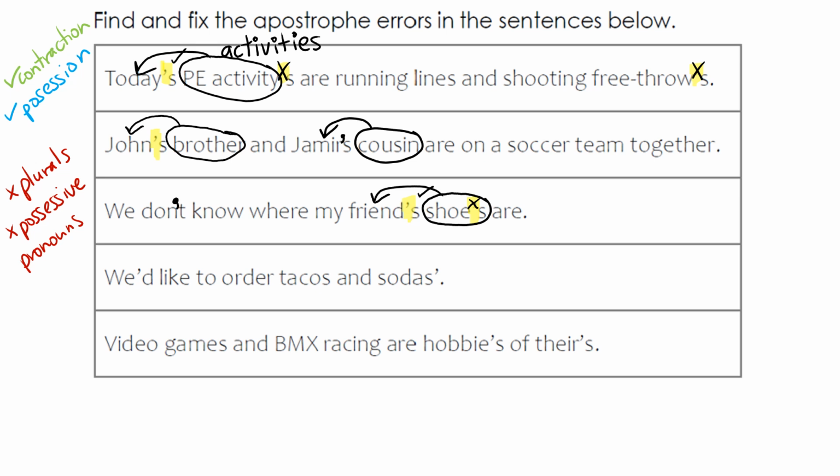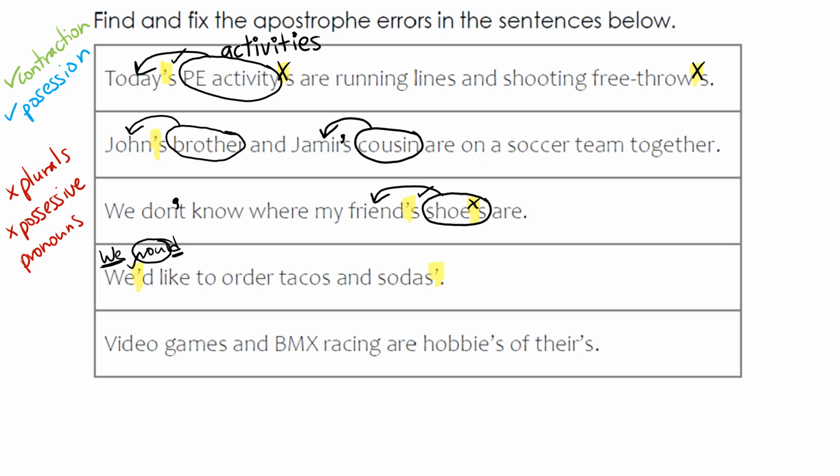Next, we have this sentence. We'd like to order tacos and sodas. I see an apostrophe here in the word we'd, and I see an apostrophe at the end of sodas. Let's check those out. We'd like to order tacos and sodas. This is short for we would. The D stays and the we stays, but this part got deleted. So that means we have a contraction. This use of an apostrophe is correct.